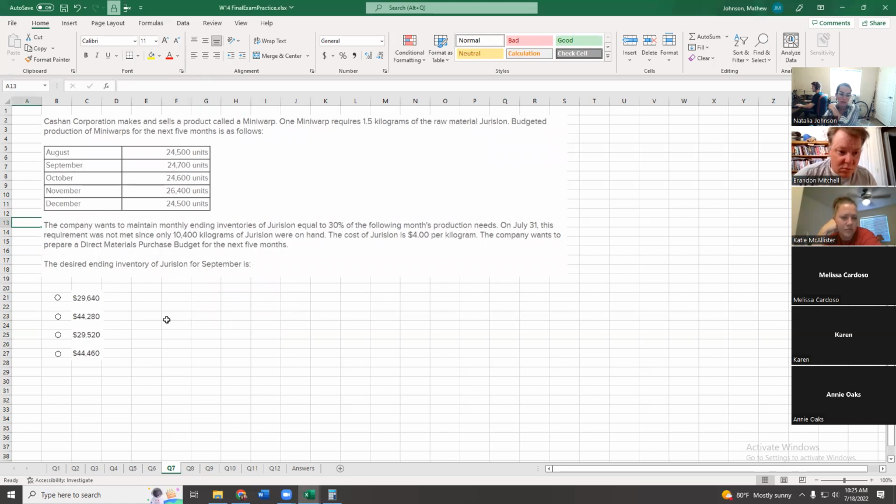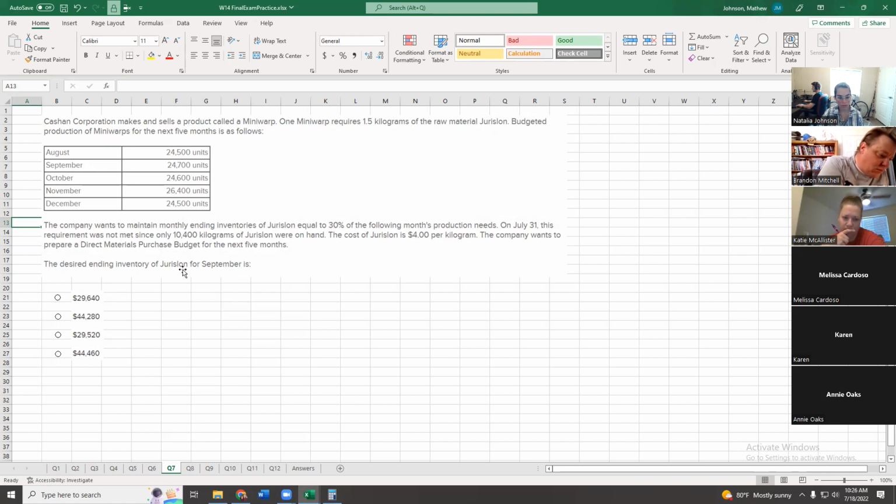So for this one, these are the budgets. This is the sales budget with the units. Every unit needs 1.5 kilograms of this material, and the company wants to maintain monthly ending inventories of 30% of the following month. On July 31st, the requirement was not met since only 10,400 kilograms of Jerusalem were on hand. The cost of Jerusalem is $4 per kilogram. So they're asking for the desired ending inventory of Jerusalem.